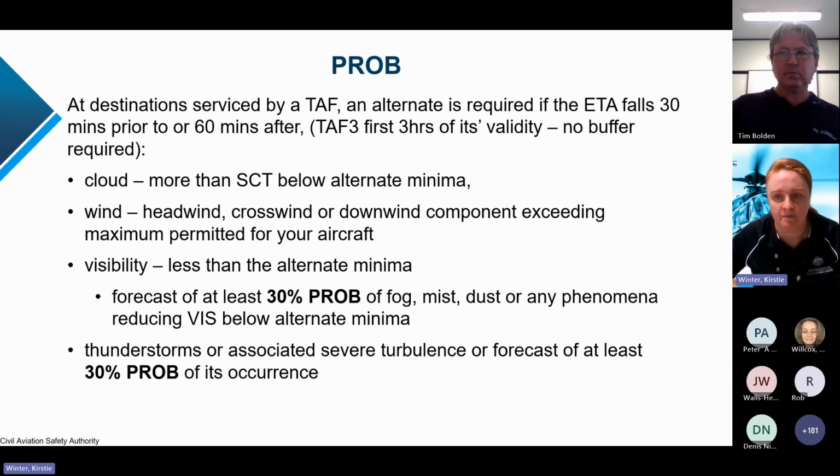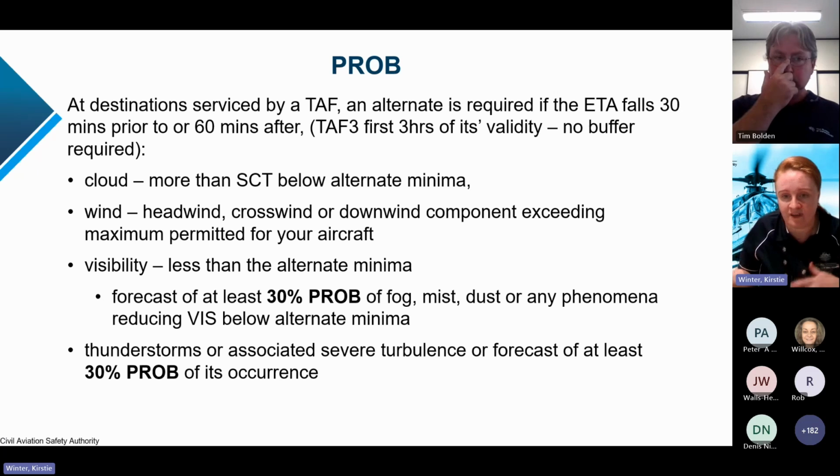Now, there's obviously some requirements with that for what we are allowed to fly. So cloud, more than scattered, below the alternate minima. So for rotary in class C and D airspace, or fixed wing, that's 1,500 feet or below, or rotary in class G airspace, 1,000 feet below. Wind, so that's our headwind, crosswind, downwind components, exceeding the maximum permitted for the aircraft that we're actually flying. And then our visibility requirements, so less than the alternate minima. For fixed wing or rotary in class C and D airspace, that's less than 8 kilometres, or for rotary in class G airspace, we're looking at less than 3 kilometres.